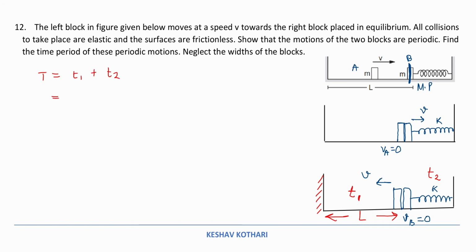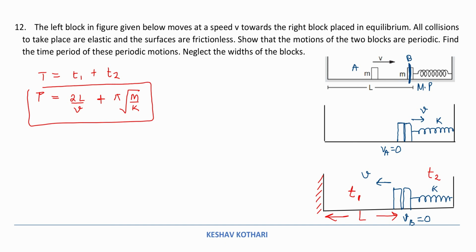So t1 is going to be the time taken by block A to complete this onward journey and this return journey, so we write it as 2L by v. And for the half of the SHM, the full time period is 2 pi root over m by k, so for half of SHM it is equal to pi root over m by k. So this becomes the total time period for this particular motion, that is T equals 2L by v plus pi root over m by k.